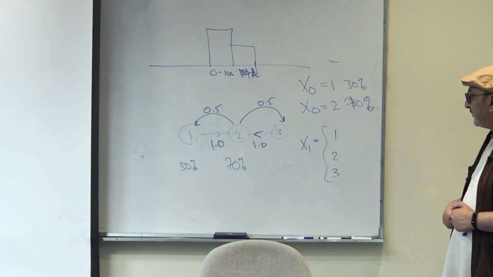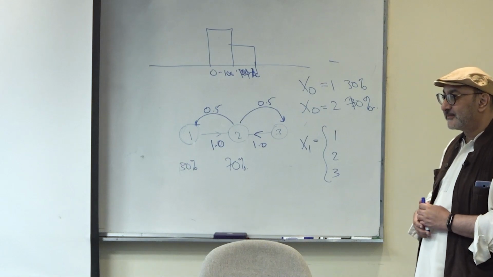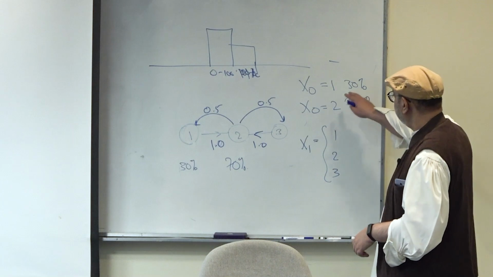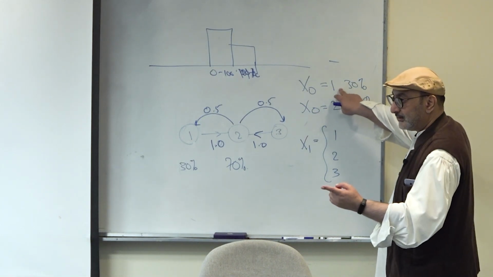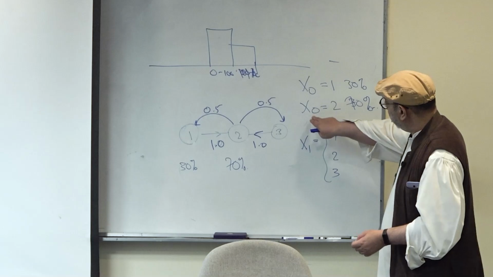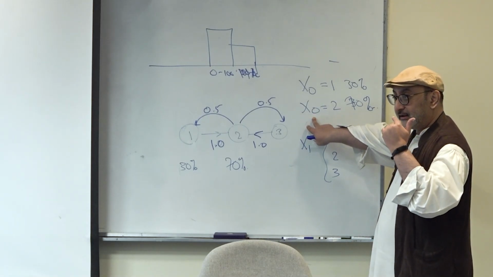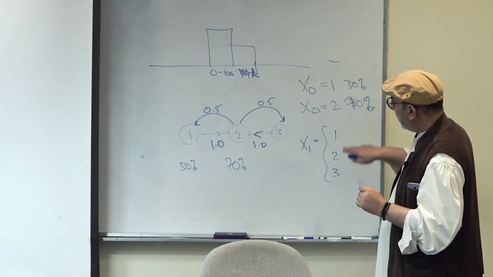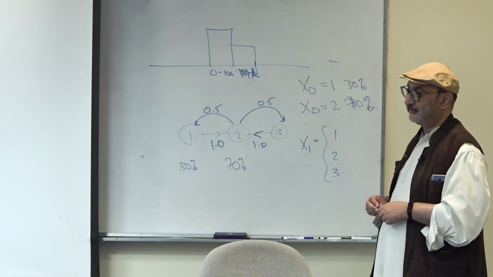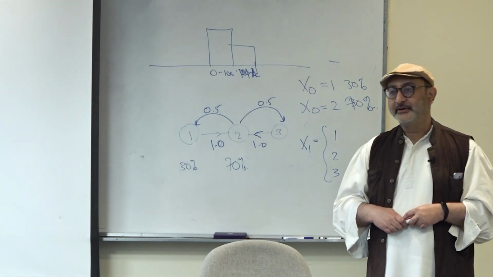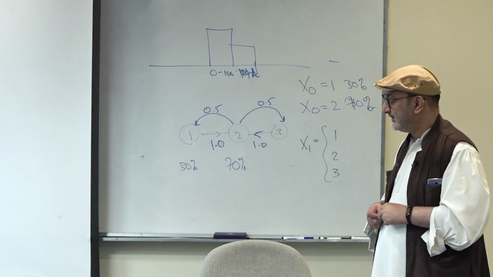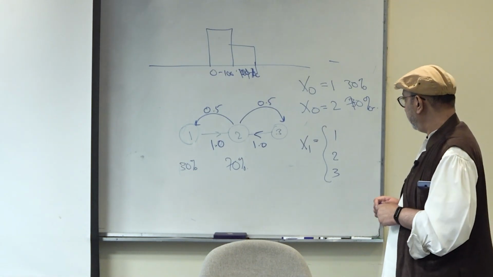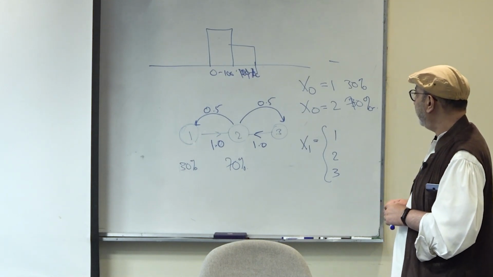So, if I initialize with state 1 with probability 30%, and state 2 with probability 70%, what is the probability of being in state 1? 0.35. How did you work that out? Because the probability that you start at 2 is 0.7, and from 2, if you're going to go to 1, that's 0.5. So you multiply them.